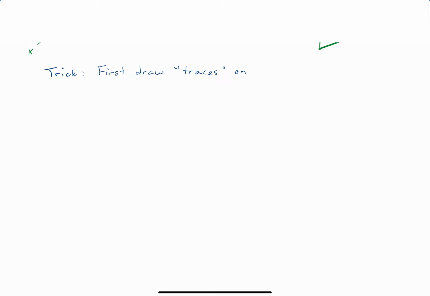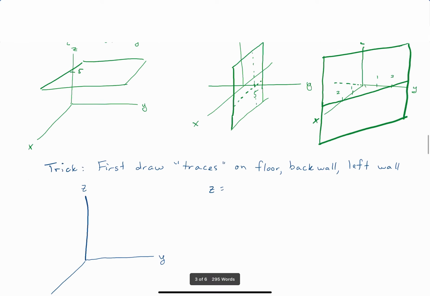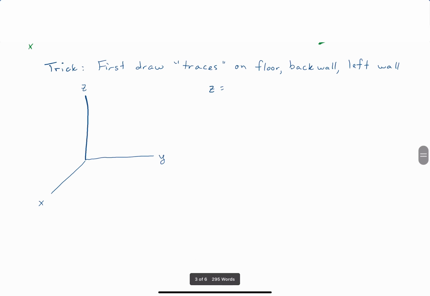And I'm going to try to make that a little more intuitive by calling it the floor, the back wall, and the left wall. Let's see, what are we drawing again? 10 minus 5x minus 2y, okay. Now, the trace is just the line where the plane cuts the coordinate plane.